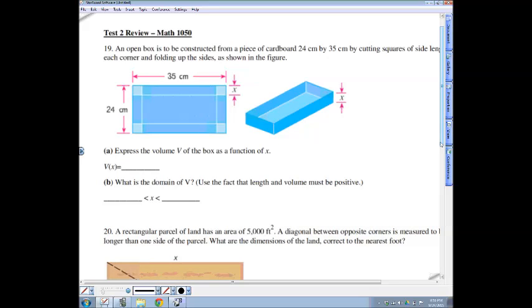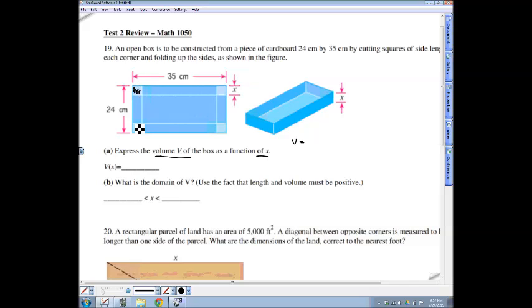Okay, question 19. We need to find the volume of the box, but it says as a function of x. The volume of any box is equal to length times width times height, but this is not a function of x because there are 3 variables. What we need to do is describe the volume using only x variables. So when it's laid flat, the width of this box is 35 centimeters, but volume can't be found on a flat surface. You'd have to fold this into this box right here to find volume.